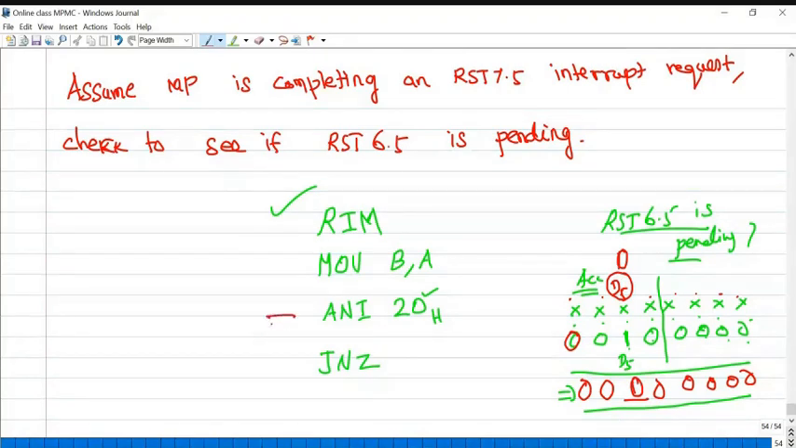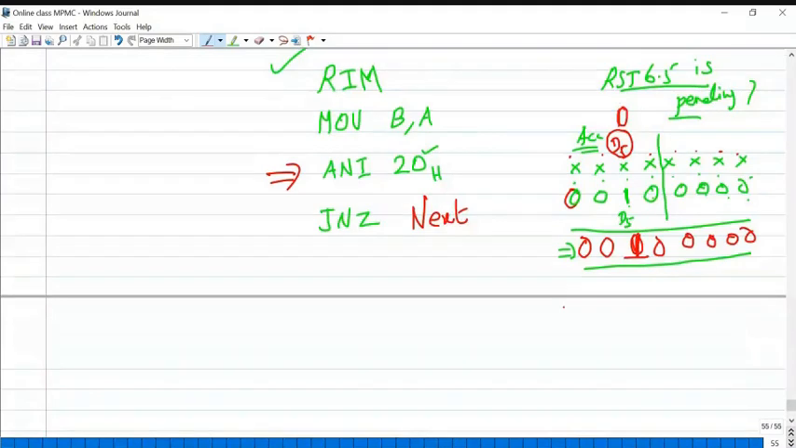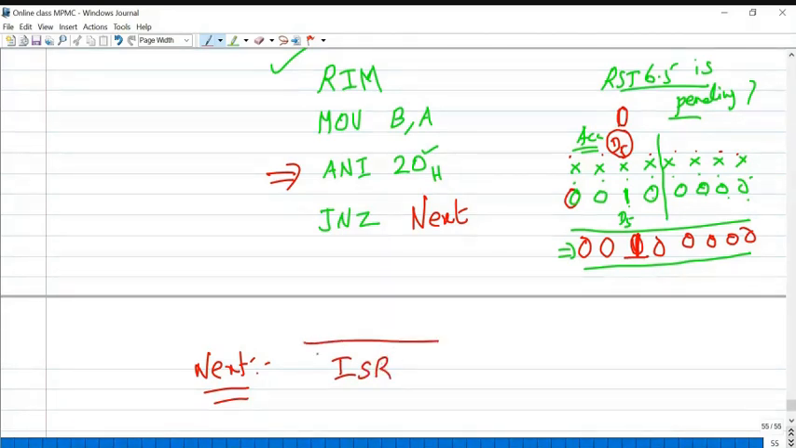So after performing this logical operation on the accumulator data, we use jump on no zero. If the accumulator is non-zero, meaning you get 1 here, then it indicates the pending interrupt is available. RST 6.5 is pending, meaning the processor will start executing the interrupt service routine for RST 6.5. In the next location, the interrupt service routine will be available. I'm not writing the entire code here. The processor will start executing these instructions.